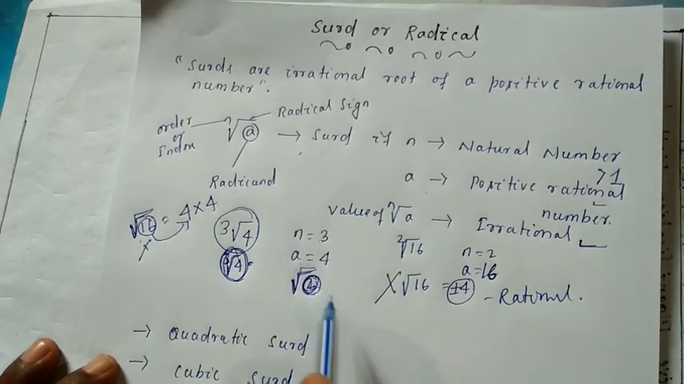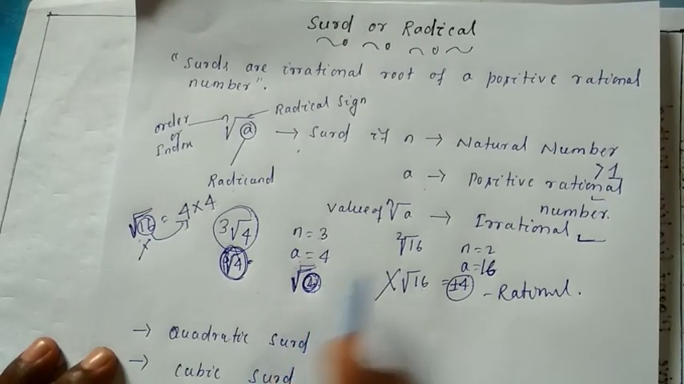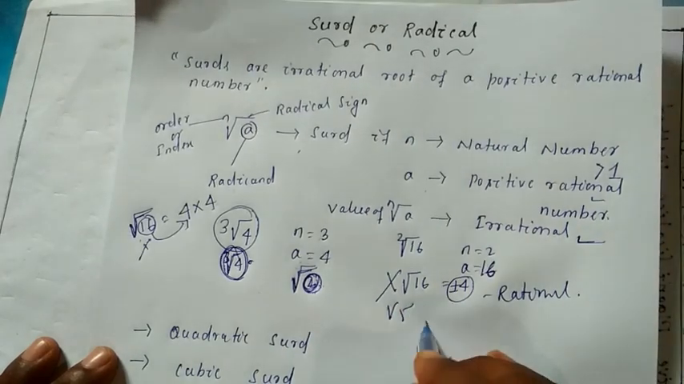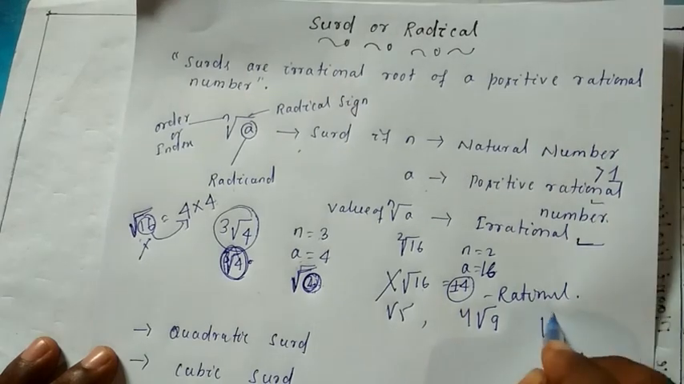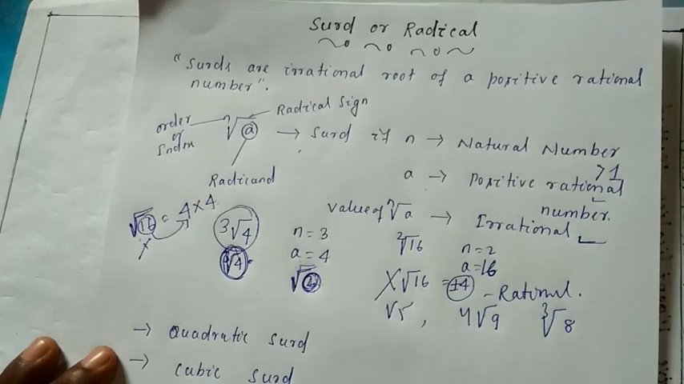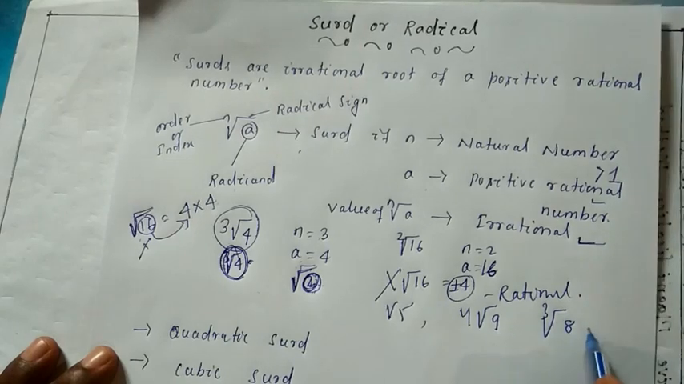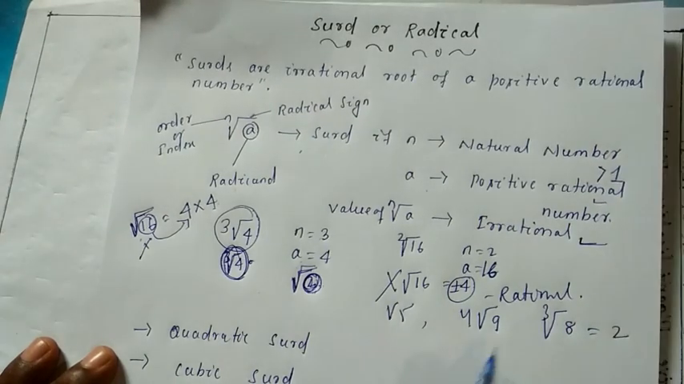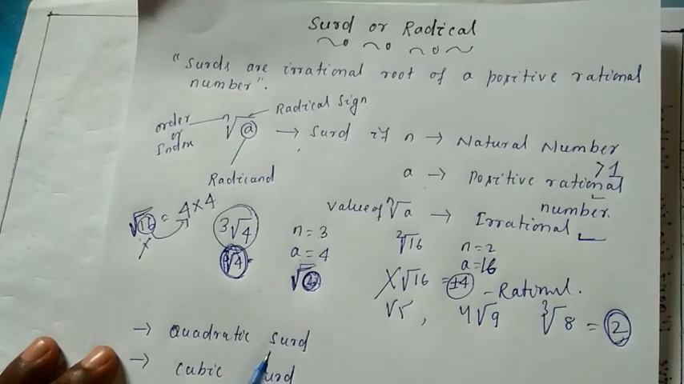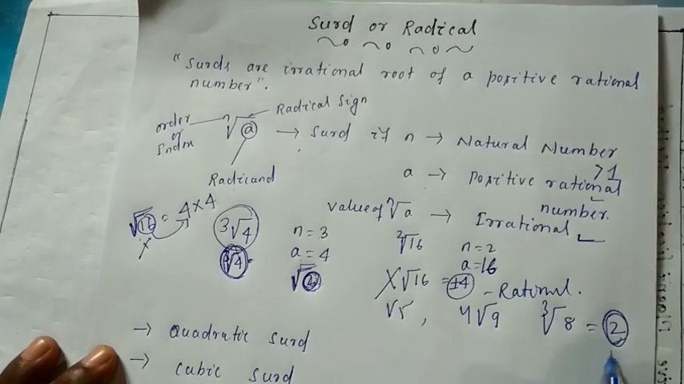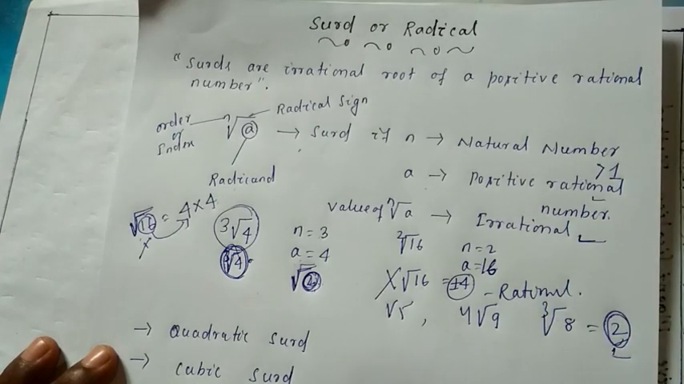So, understood about surds? Similarly, there are so many examples. Square root of 5 is an example of a surd. Fourth root of 9 is an example of a surd. But cube root of 8 is not an example of a surd. You know that cube root of 8 is equal to 2. Here two conditions are satisfied, but the third condition is not. The third condition says the value should be irrational, but the value is coming rational. That's why cube root of 8 is not an example of a surd. Understood the concept of surd?